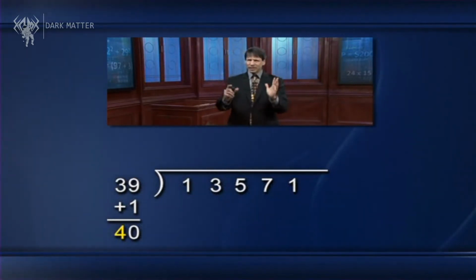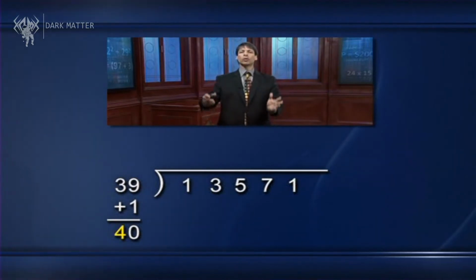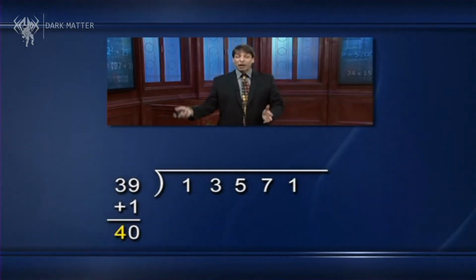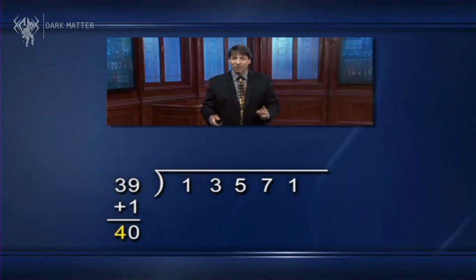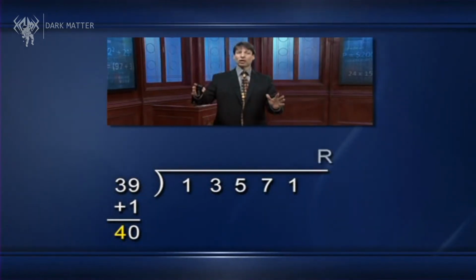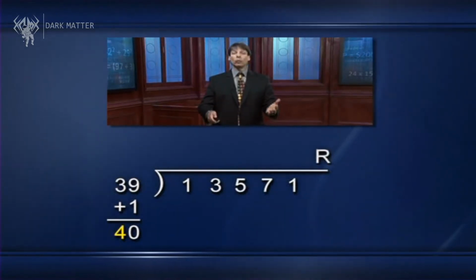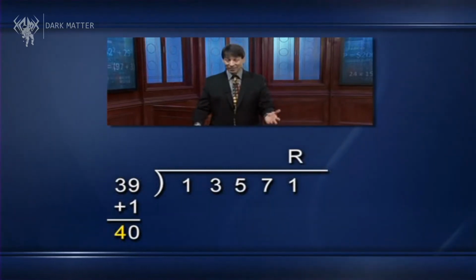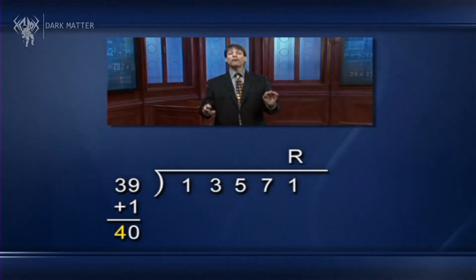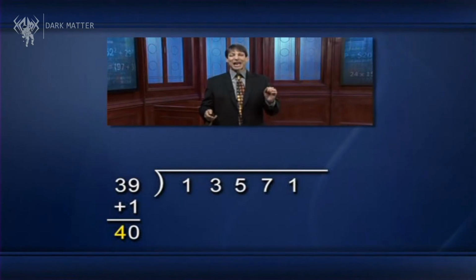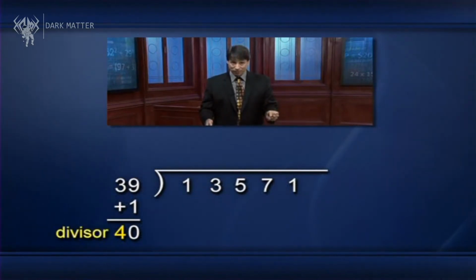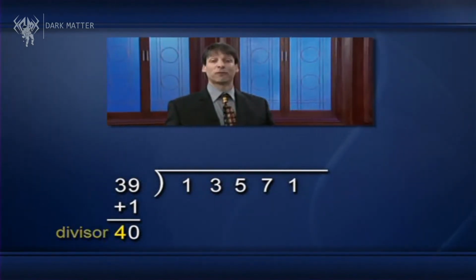So to get a 3-digit number, we simply move the remainder to the left by 1 spot. So instead of the remainder going here, it will go here instead. I refer to the number 4 as our divisor, okay? We start off as before.